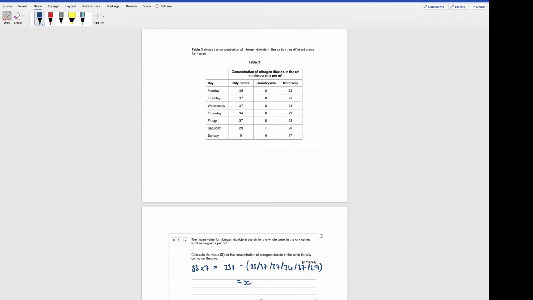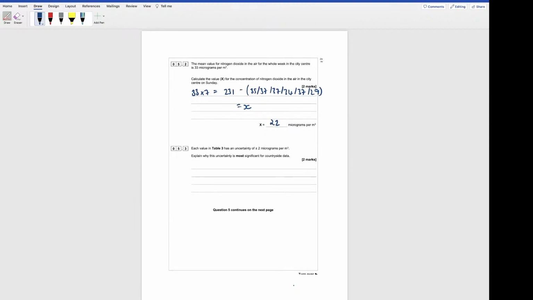So X is 22. Like you say, very quick when you do that, but to try and work it out, trying to understand what to do, to put it in your calculator, there's a lot to do there for 2 marks. And it says here, explain why the uncertainty is more significant for the countryside data.